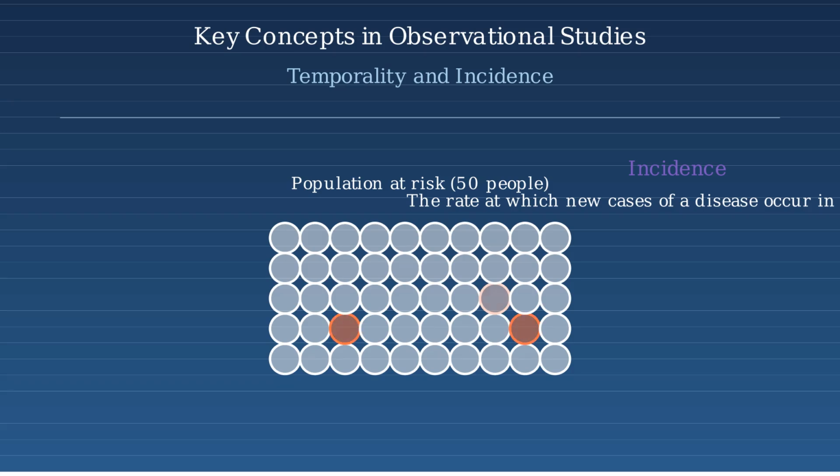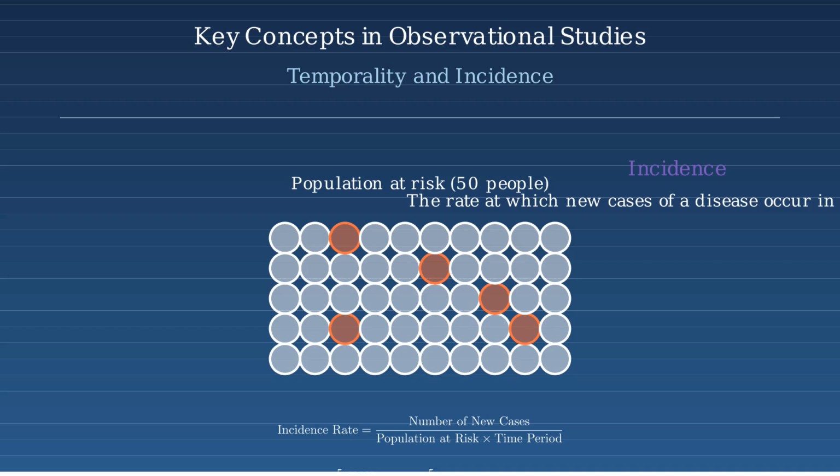Over a one-year period, 5 new cases of the disease develop. The incidence rate is calculated by dividing the number of new cases by the product of the population at risk and the time period. In our example, the incidence rate is 5 new cases divided by 50 people at risk over 1 year, which equals 0.1 or 10% per person year.